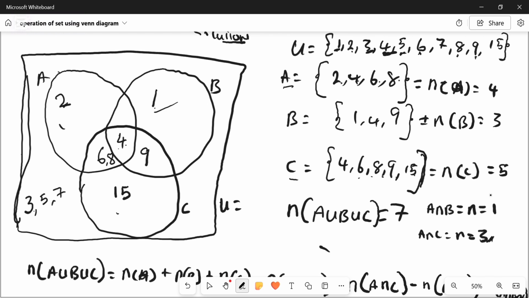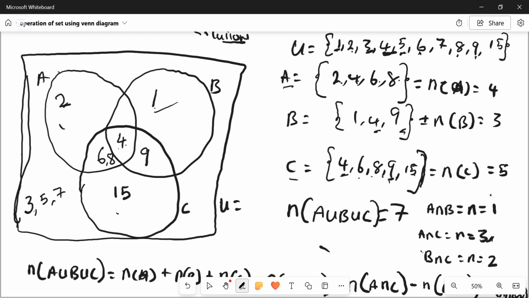So we're also going to look for B intersects C, the number of elements when B intersects C. So this is B. You have 1, 4, 9. So we have 4 and 9 in both B and C. So this is 2.